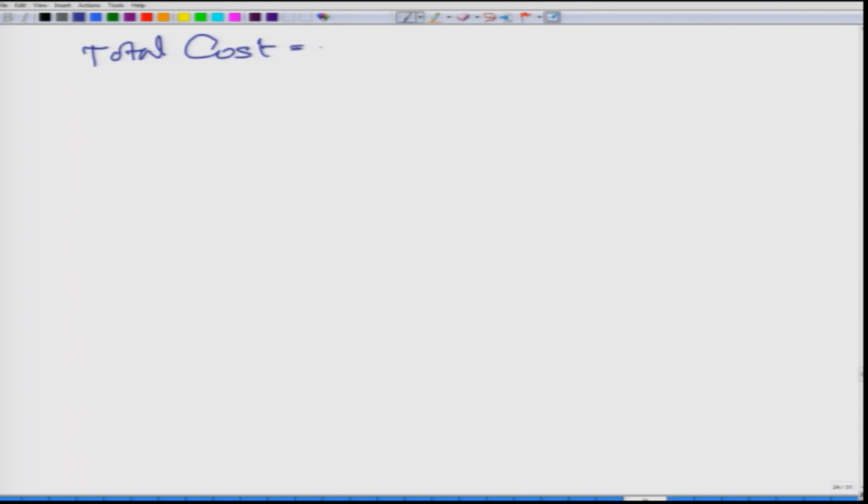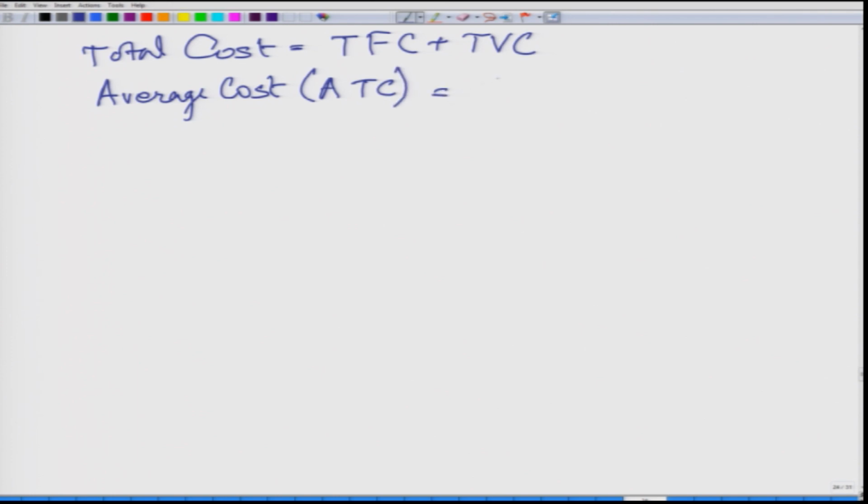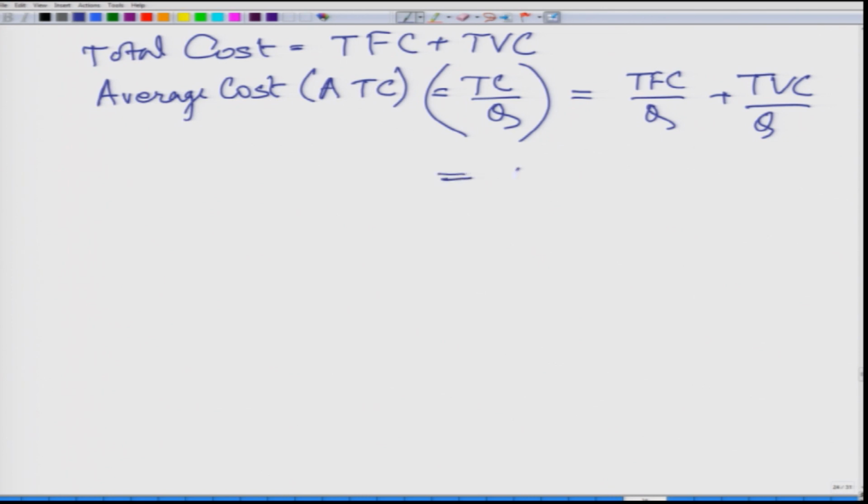Eventually the total cost is the summation of total fixed cost plus total variable cost. Similarly, average cost or average total cost, you can write it either AC or ATC, is the total cost by Q, which is total fixed cost by Q plus total variable cost by Q. So the average total cost is nothing but average fixed cost plus average variable cost. And if I plot them, I will get a curve like this.